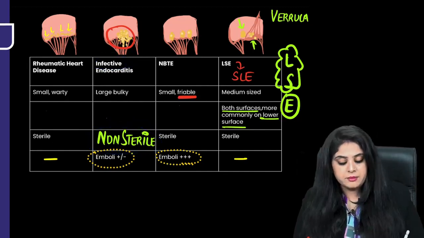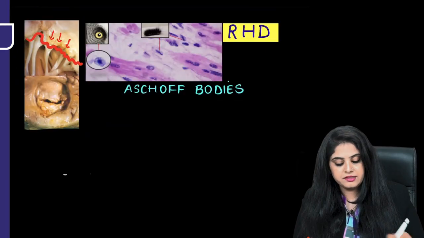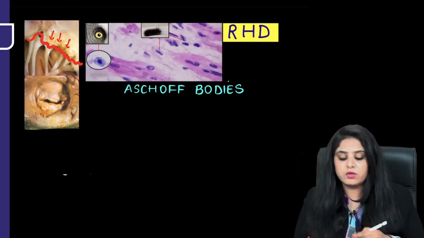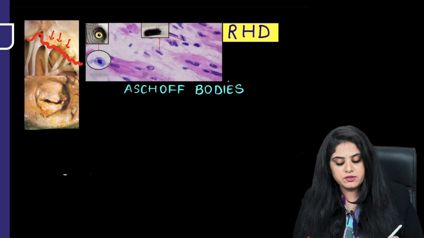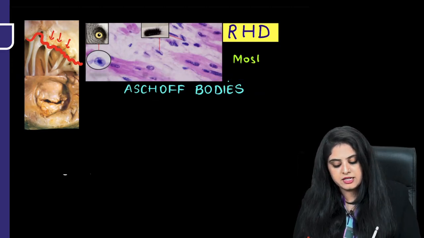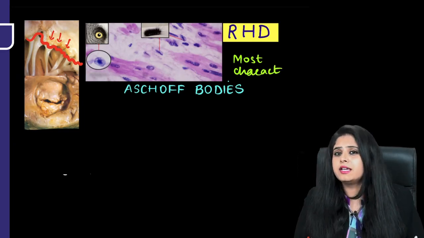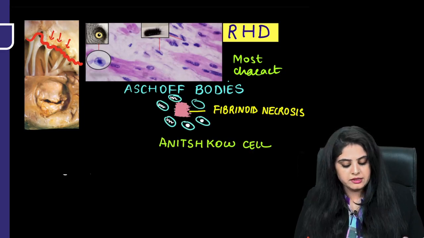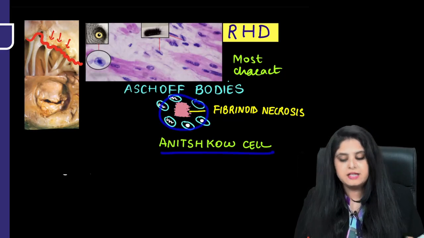Let's move forward. Because I was talking about rheumatic heart disease and I saw very, very small warty vegetations, I'll also show what you will see under the microscope. So what is the most characteristic finding of rheumatic heart disease? It is the Aschoff bodies, and Aschoff bodies are made up of what? What was the necrosis in it? I hope you remember. The central part used to show us the very famous fibrinoid necrosis, and surrounding it we have cells known as Anitschkow cells.